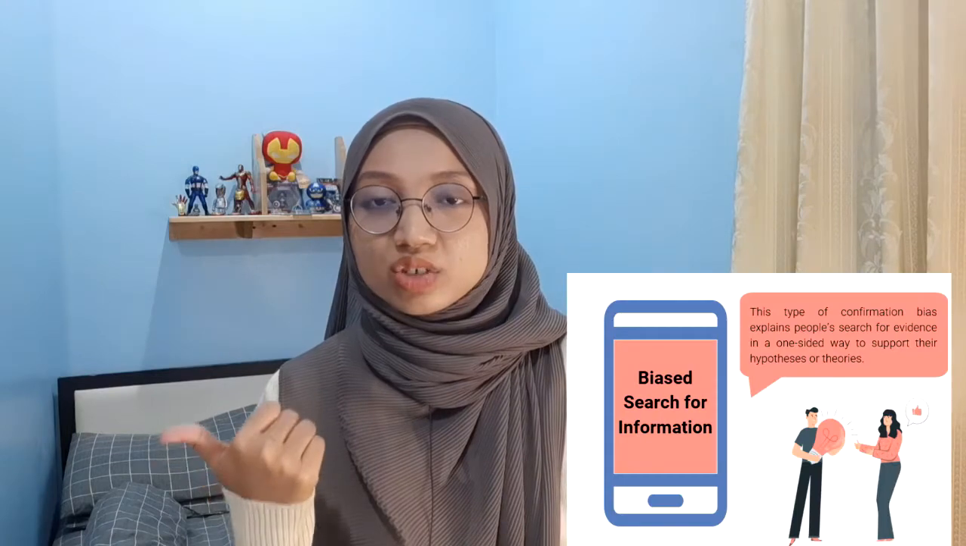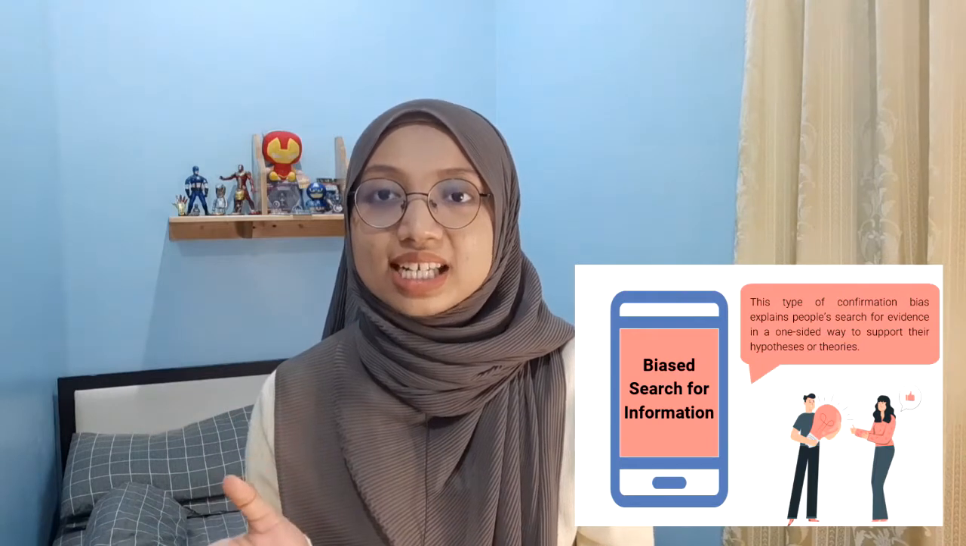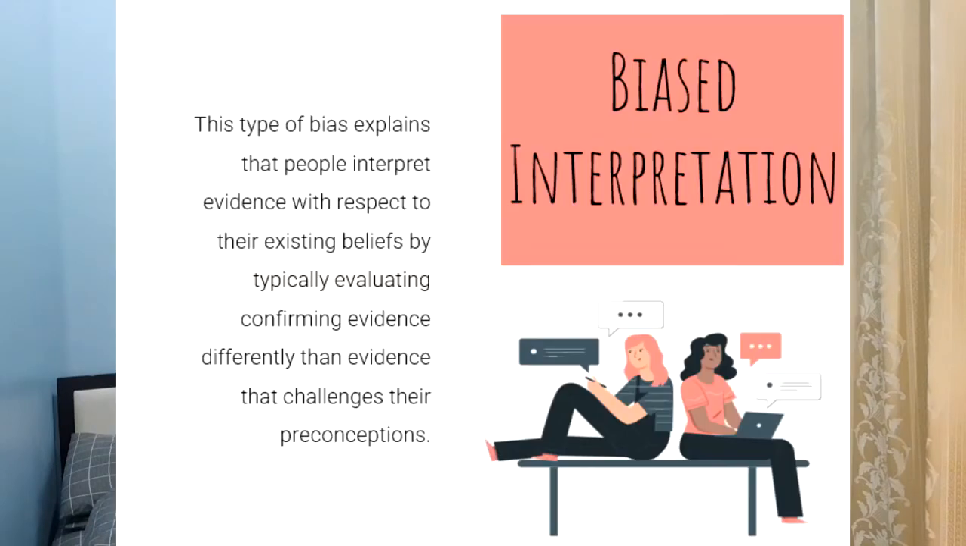Generally, there are three types of confirmation bias. First is biased search for information. This type of confirmation bias explains people's search for evidence in a one-sided way to support their hypothesis or theories. In simple words, they put effort alone into searching for every piece of evidence to support their hypothesis and theories. This commonly happens in experimentation or research. Experiments have shown that people provide tests or questions that are designed to yield yes if their favorite hypothesis was true, and ignore alternative hypotheses that are likely to give the same result.